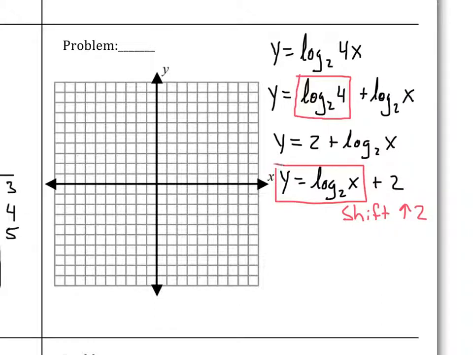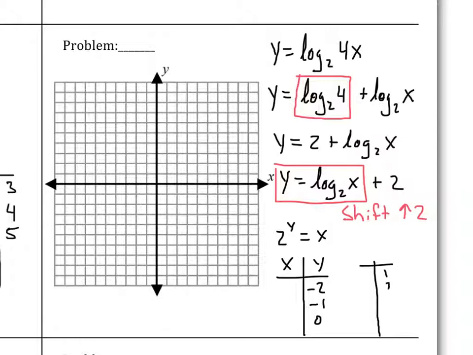Remember, I plot points without the shift. So rewriting that as 2 to the y power equals x, I make my t-chart, which is going to be long, so I'll extend it. We plug in -2, -1, 0, 1, 2, 3, and 4. 2 to the -2 power is 1/4. 2 to the negative first is 1/2. 2 to the 0 is 1. 2 to the first is 2. 2 squared is 4. 2 cubed is 8. 2 to the 4th power is 16. Maybe we couldn't have gone to 4, but we have it on there anyway.